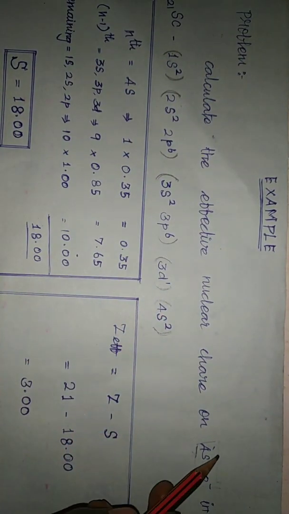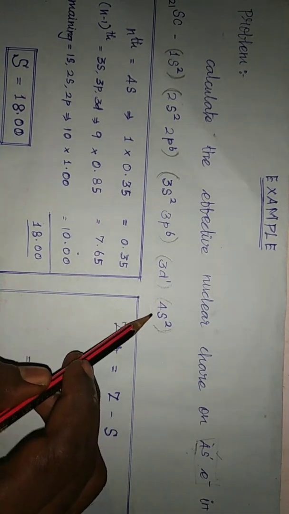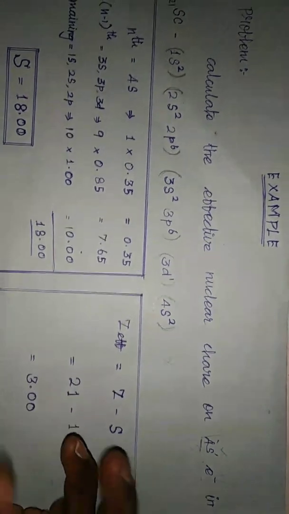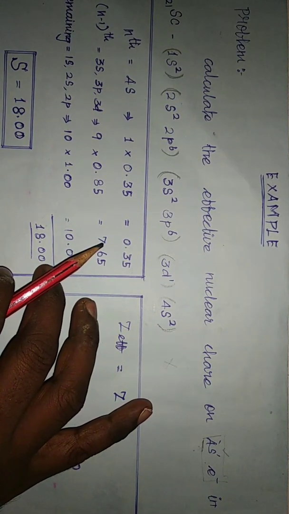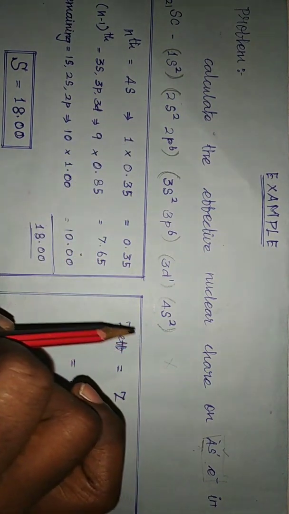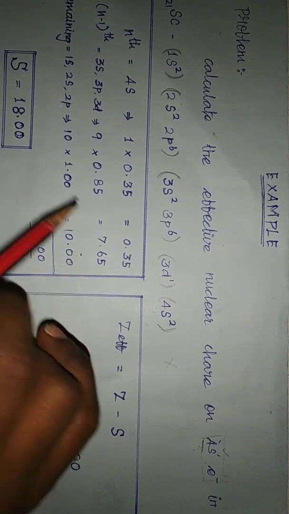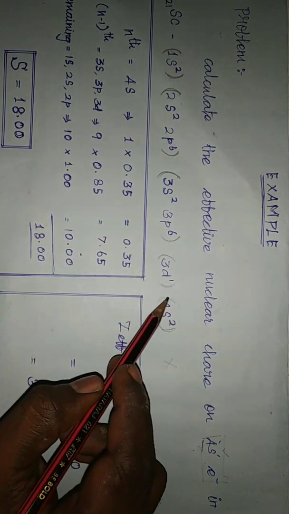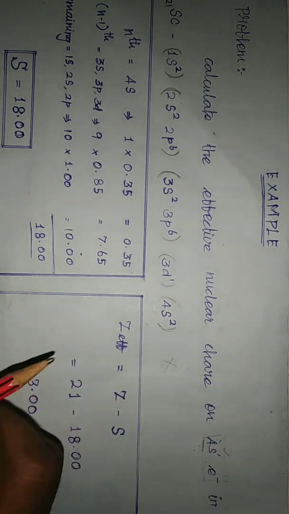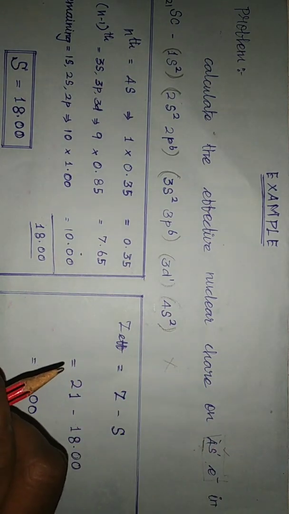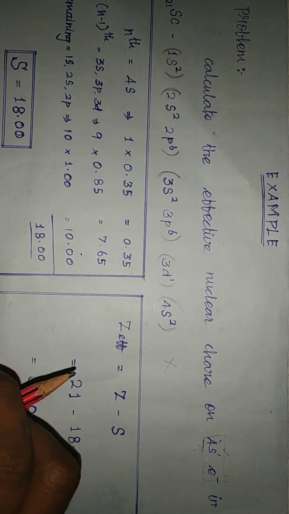So where is the electron of interest? 4s. This is the electron of interest. On its right side there are no electrons, so no problem. So step 1 is over: writing the electronic configuration and grouping is over. In step 2, identification: the electron of interest is in the 4s orbital and to its right side there are no more electrons, so no problem. Then we can come to step number 3, calculation of S value.